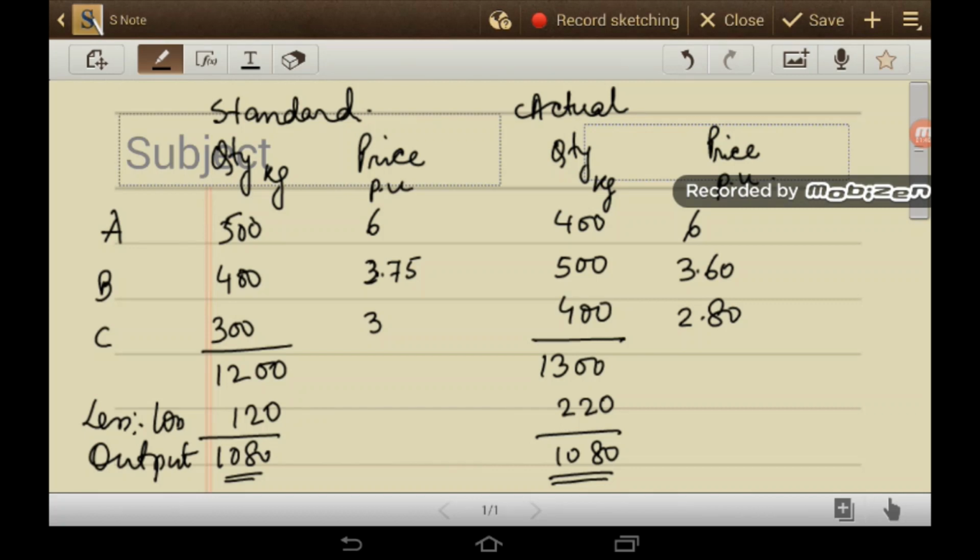I have already told in my last video that when there is more than one material, we have to calculate two more sub variances, that is material mix variance and material yield variance. And we have to find out the 5 parameters. Number 1, SQ. Number 2, standard price. 3, actual quantity. 4, actual price. And 5 is revised standard quantity, RSQ.